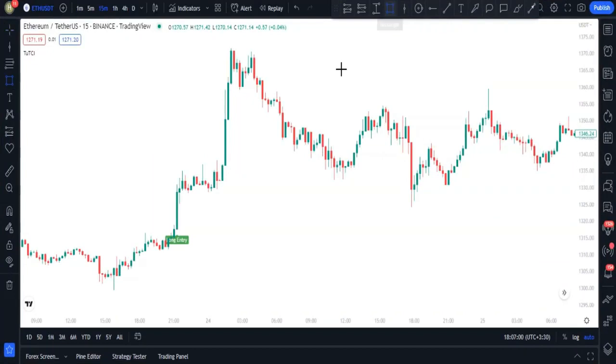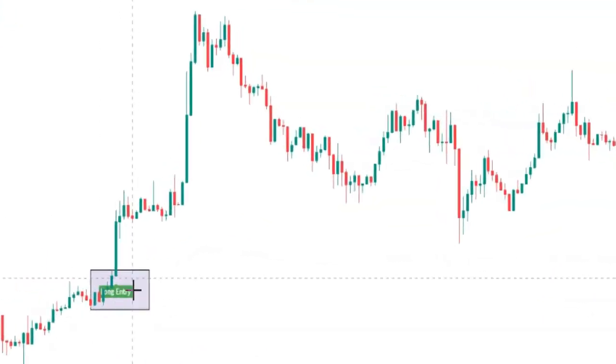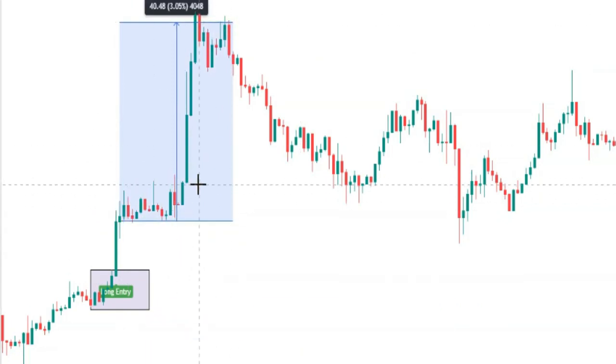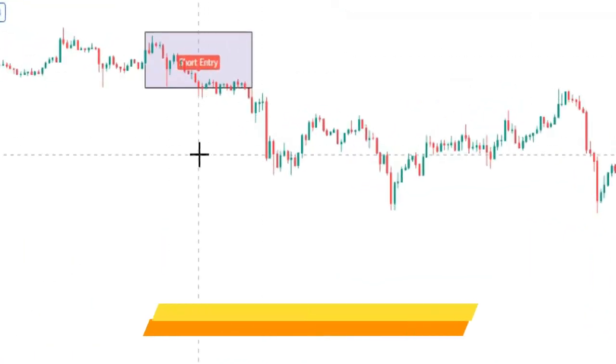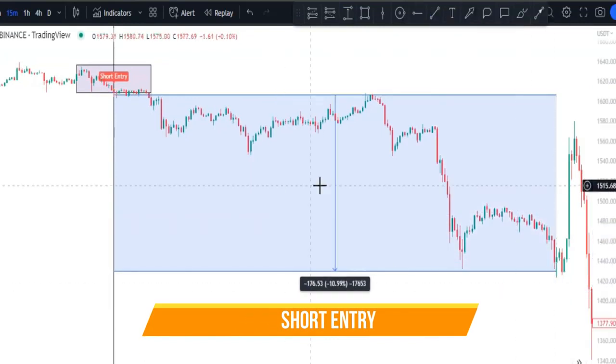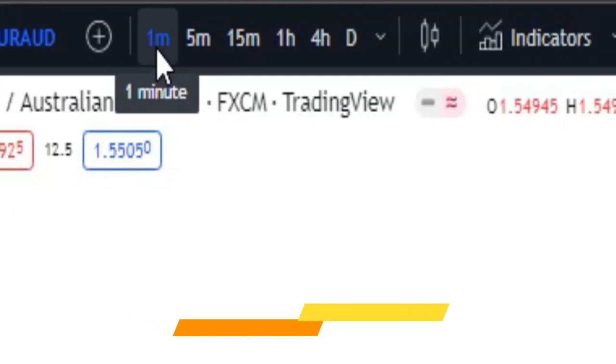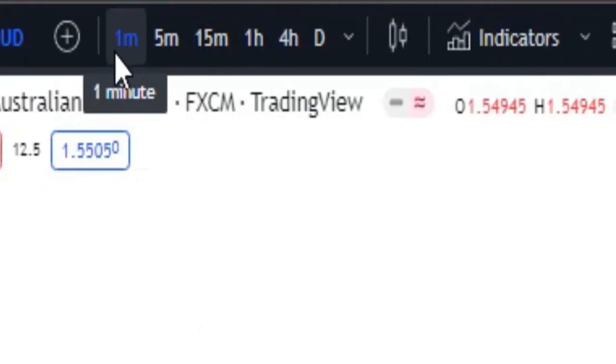Let's move on to the rules of TUTCI indicator. So whenever there's a long entry printed on the chart, that would be our long signal, and whenever a short entry is printed on the chart, that would be our short signal. Check it out on Forex chart, on Euro, Aussie dollar, and on 1 minute time frame.